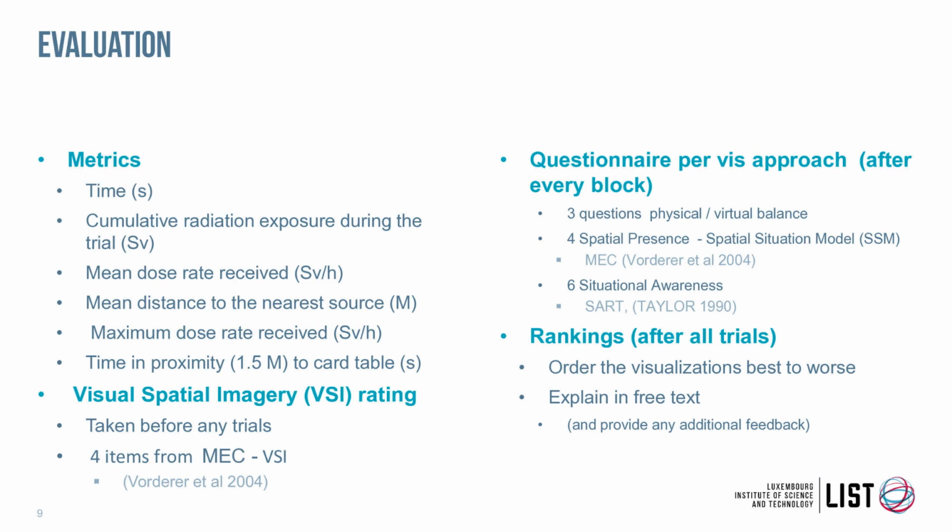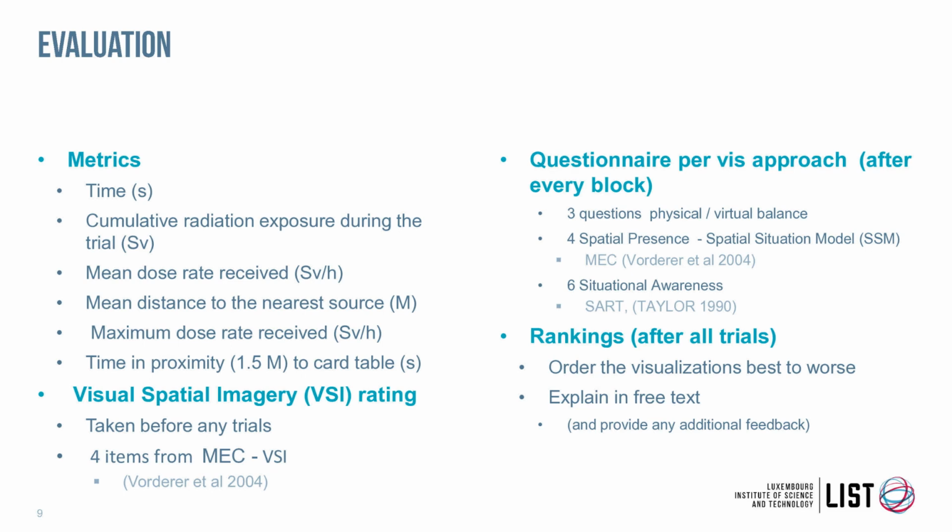In addition, the following metrics were then calculated. The cumulative radiation exposure during the trial in sieverts, the mean dose rate received in sieverts per hour, the mean distance to the nearest source in meters, the maximum dose rate received in sieverts per hour, and the time in proximity, or 1.5 meters, to the card table in seconds.